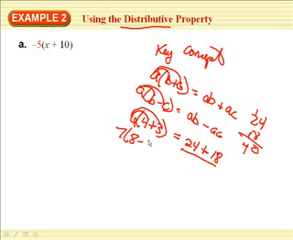So you're going to go 7 times 8, which is 56, and now it's minus 7 times 3, which is 21. All right, so let's check it out.